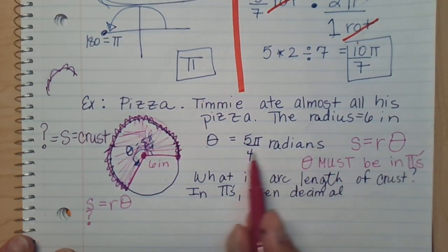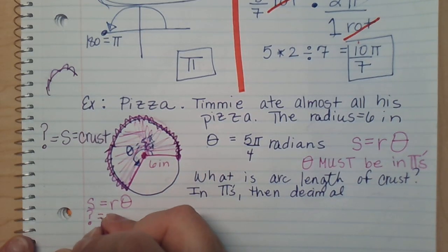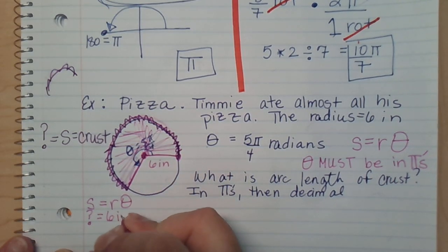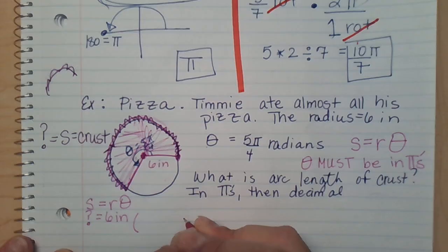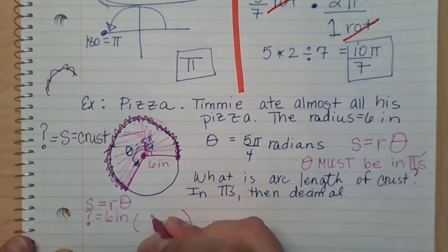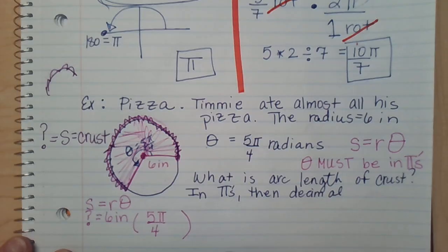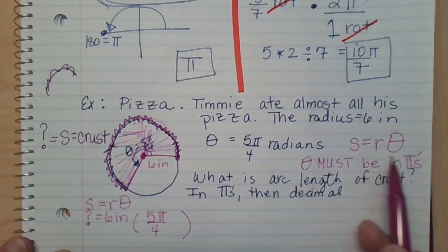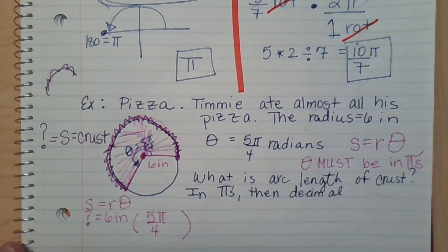R is the radius. Radius, 6 inches, times the theta. Our theta is 5 pi over 4, and we're cool to use that. We're good to go, because your theta has to be in pi's whenever you use this little formula. We can never use a degree.